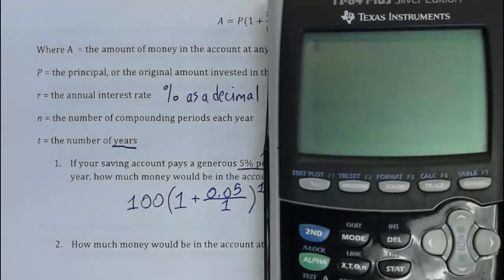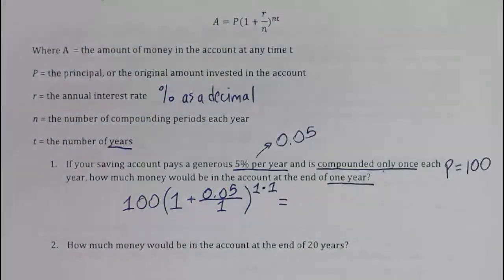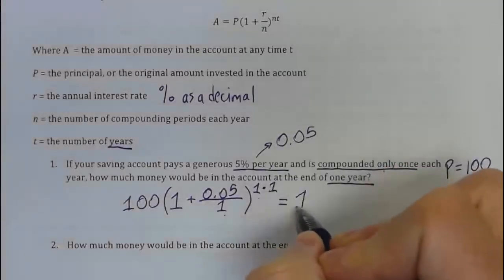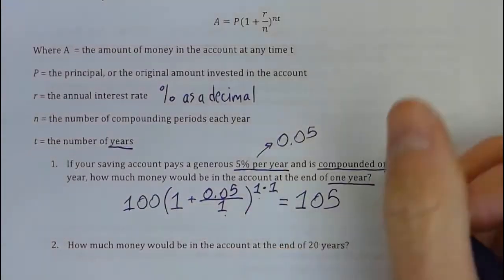Okay, so now if I put that in my calculator, 100 times (1 plus 0.05 divided by 1) to the power of 1 times 1. Obviously some of that can be simplified, but we'll just leave it alone for now. And the answer that we get is 105. So we've gained $5 from 5% interest annually. We're not splitting it up at all, and we're only doing it over 1 year. So we gained $5 to end up with 105.